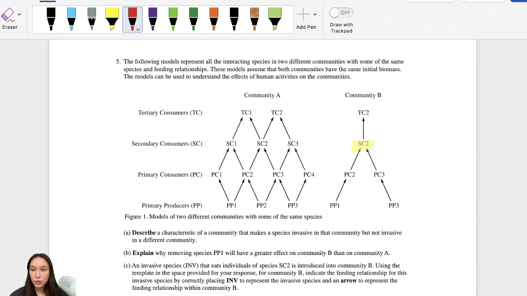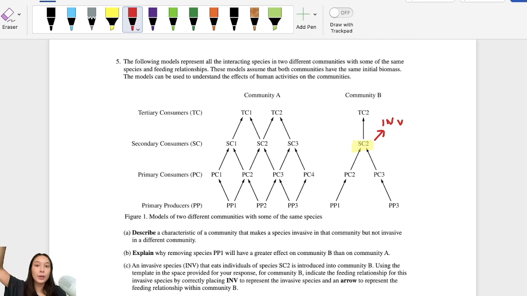Indicate the feeding relationship for this invasive species by correctly placing I and V to represent the invasive species and an arrow to represent the feeding relationship. Okay, so what this would look like is, I'm going to do this and I'll do it in red. I and V, this. So this is really just about your ability to understand the way that these diagrams work. So our invasive species is eating SC2.